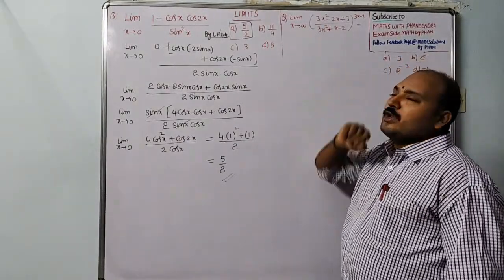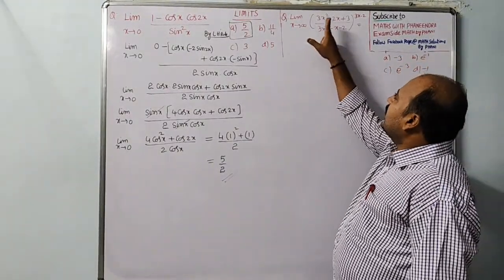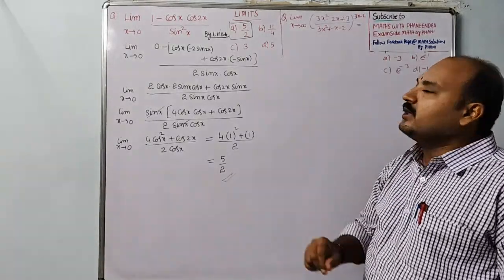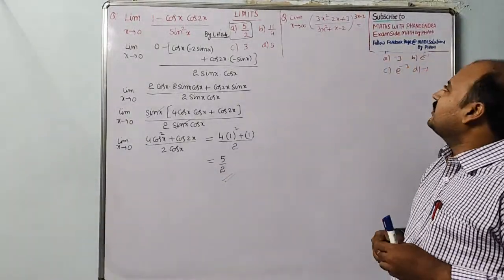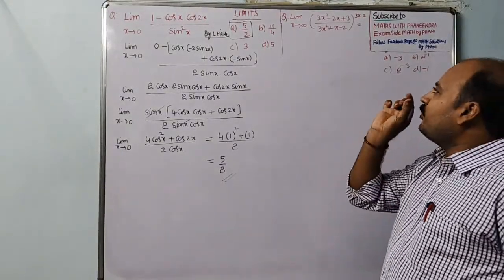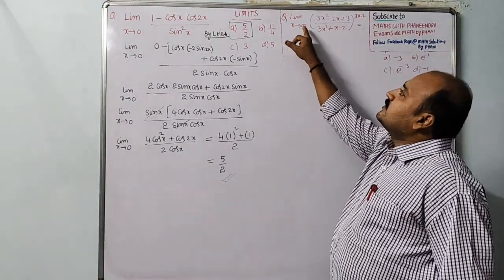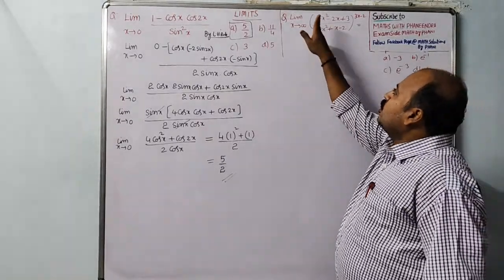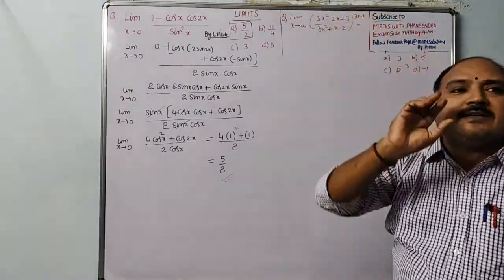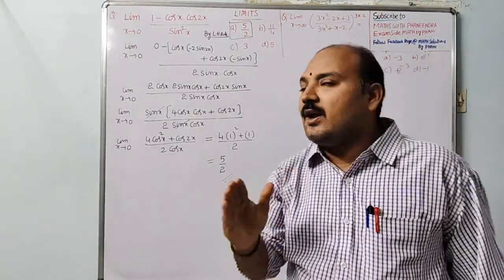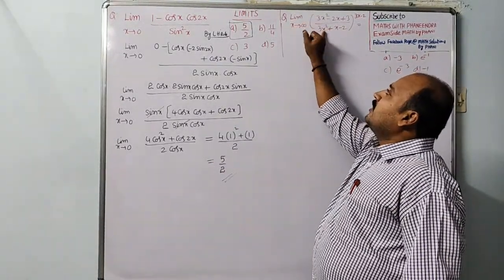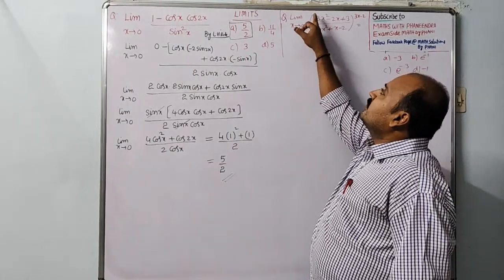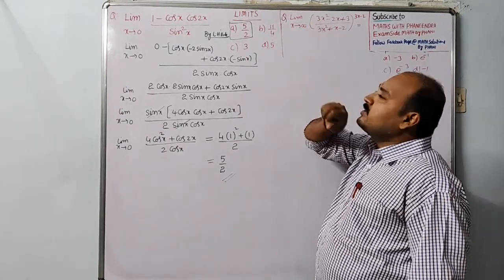Limit x tends to infinity, ((3x square minus 2x plus 3) by (3x square plus x minus 2)) whole power 3x minus 2. If you observe carefully, x tends to infinity, numerator degree and denominator degree are the same. The highest power in the numerator polynomial degree is 3. Here also polynomial degree is 3. So 3 by 3 is 1 will come here, dear students.